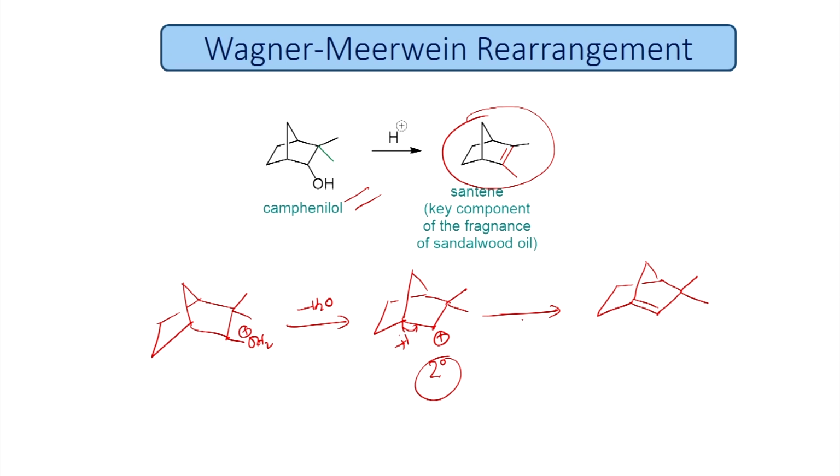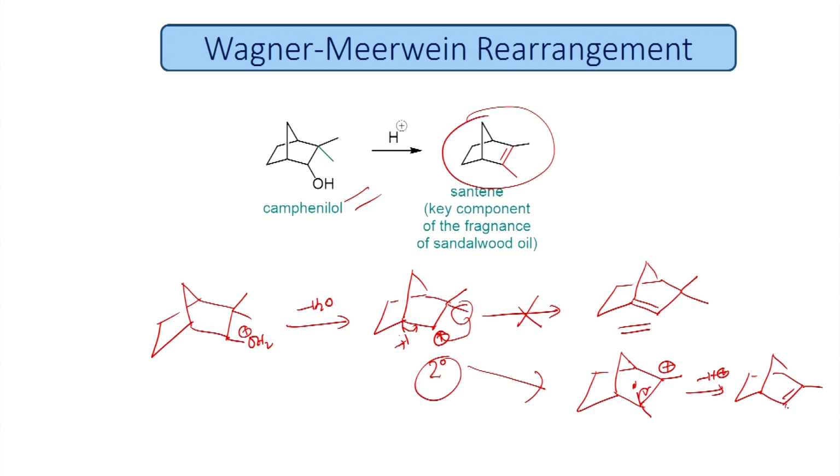This does not happen, because the double bond at the bridgehead is very strained. So, it cannot form the double bond here, and therefore the other possibility applies. Now, this can migrate here. So, this methyl group can migrate to this carbocation with its bond pair, to give the carbocation, which can now lose a proton. You get the alkene.